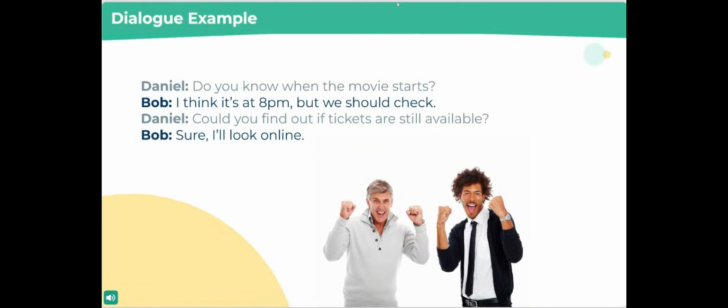Okay, well, let's have a look at another dialogue example, this time between friends Daniel and Bob. Let's see how their dialogue evolves.